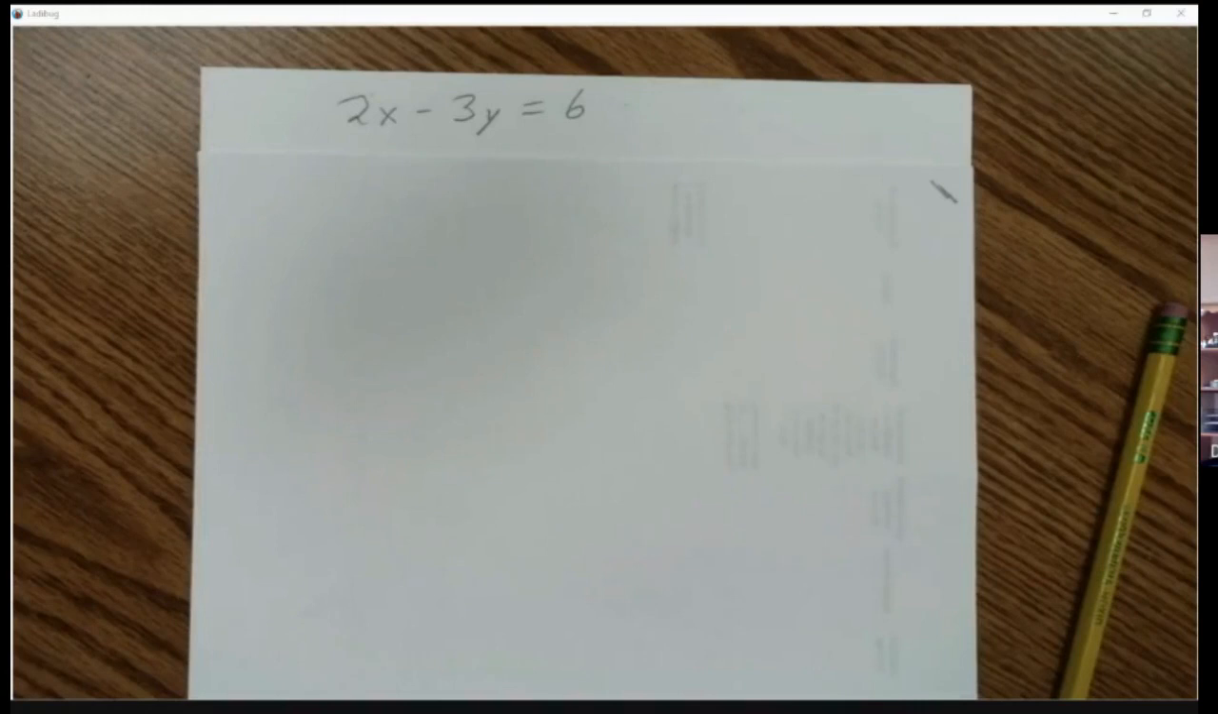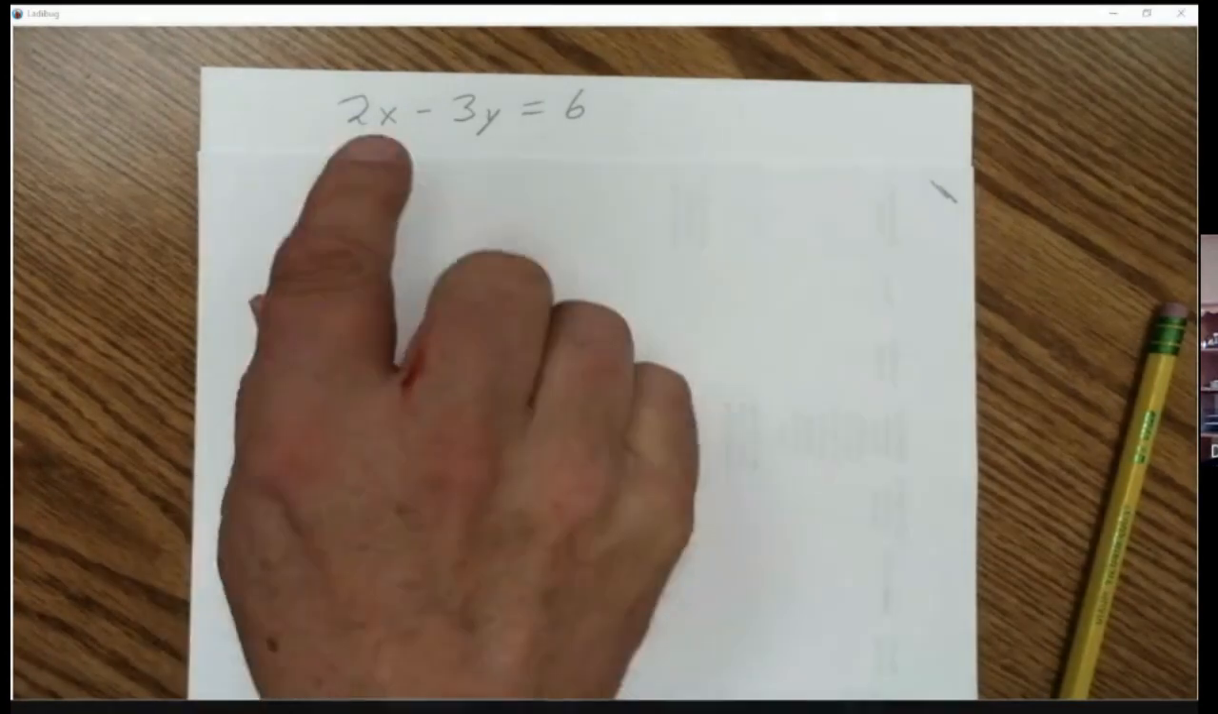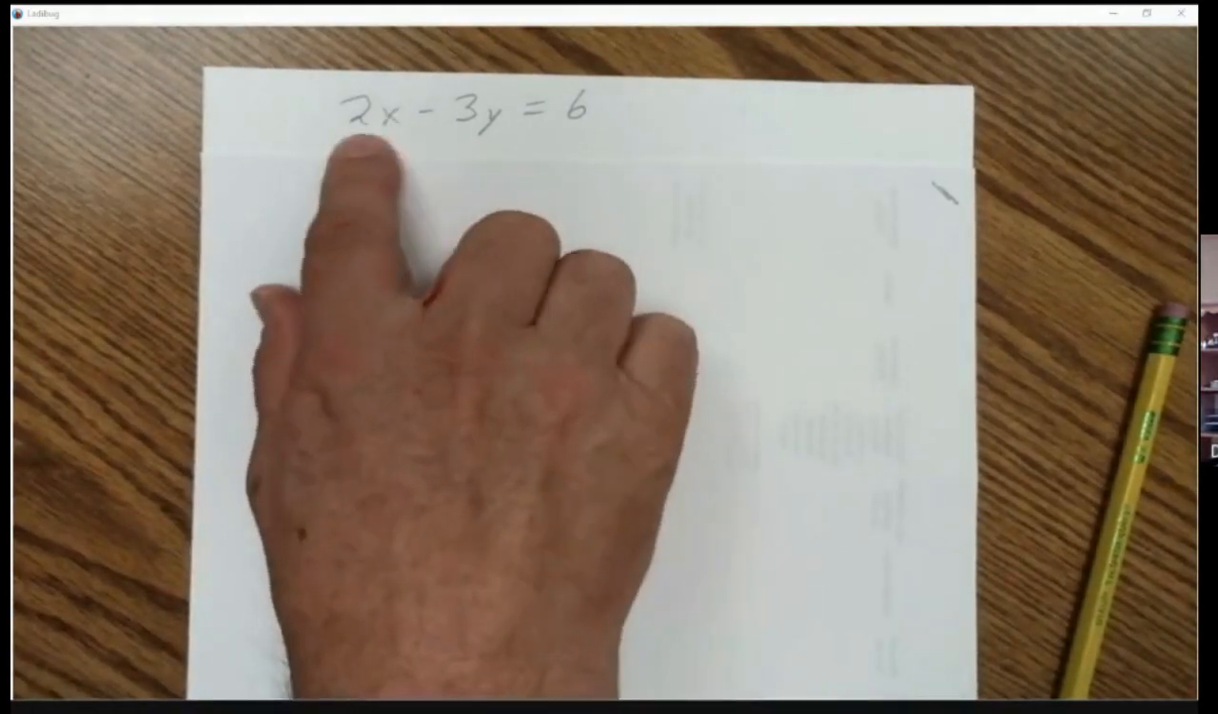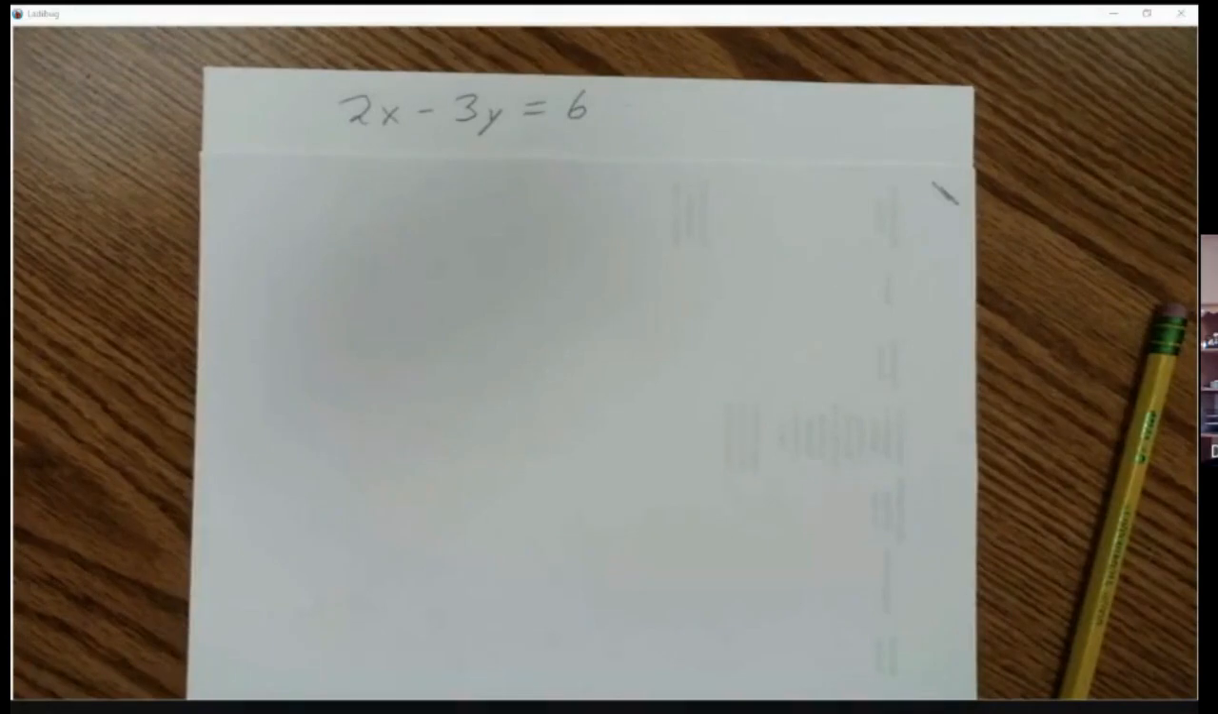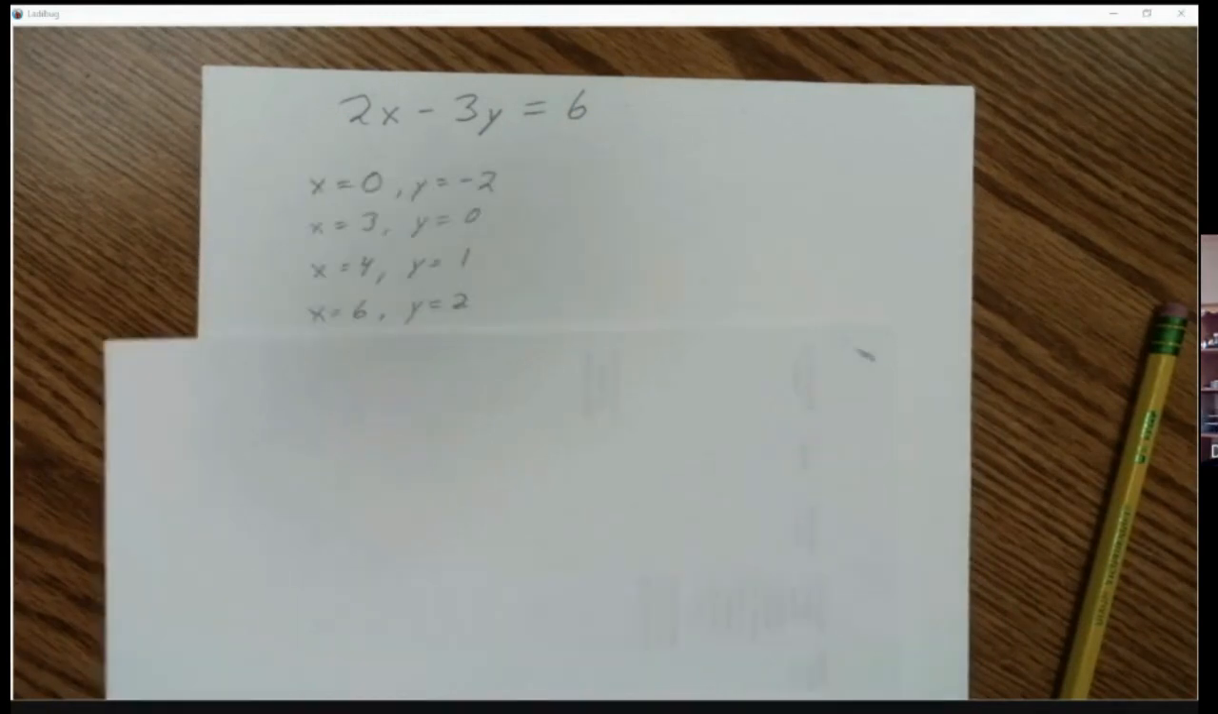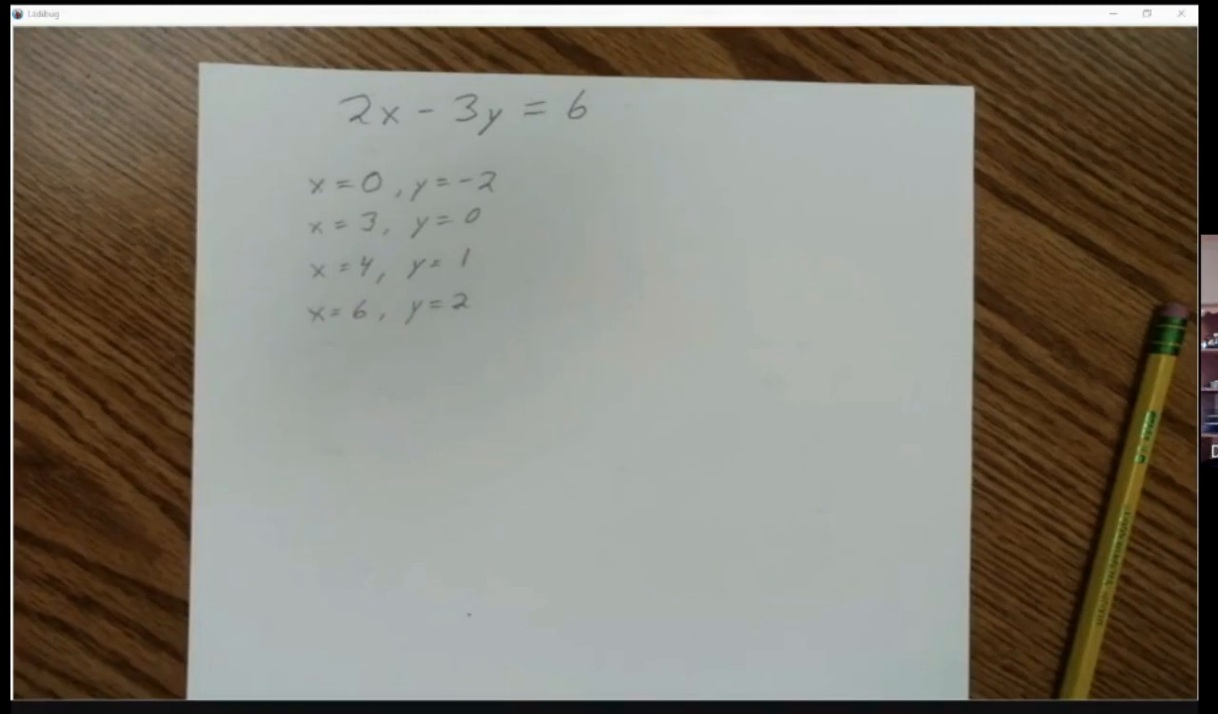Numbers that will make x and y true. Yes. Okay, let me phrase that a little differently. A number for x and y that will make the equation true. Yes, a number that we can put in for x and a number we can put in for y, that when you put those in there, it does equal 6. So we're looking for that.